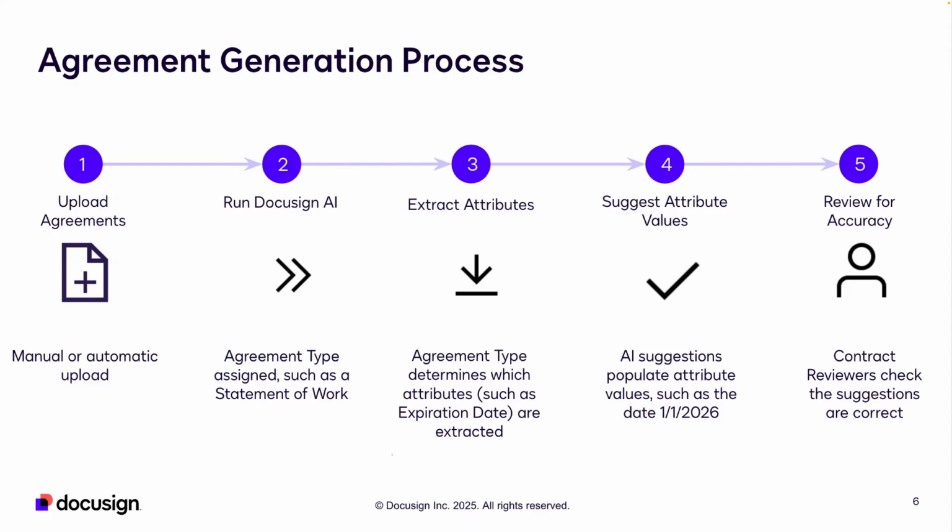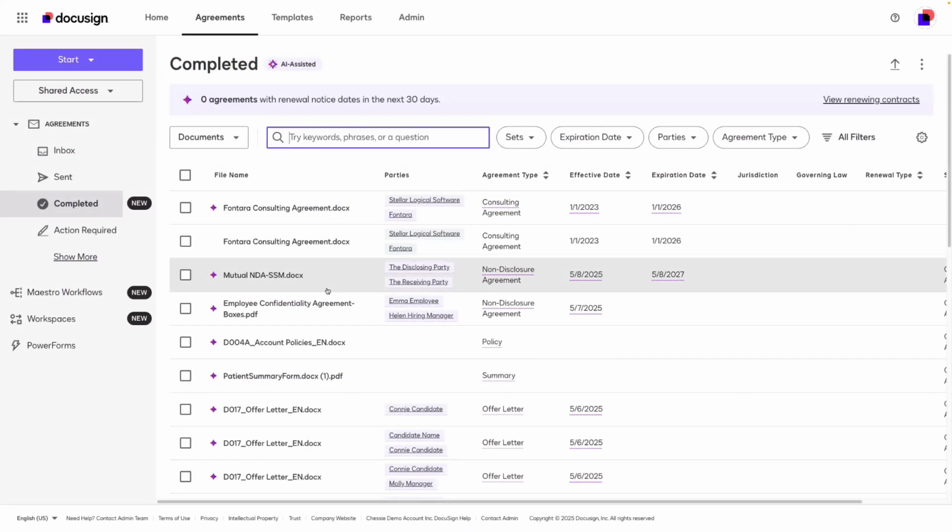Each of these pieces of metadata is an attribute. DocuSign AI will then search the agreement for the appropriate attributes and populate the attribute with the attribute value that it discovered in the text of the agreement. For example, maybe it found for the effective date that the value is January 1st, 2026. Or maybe it found for governing law that the value is the state of New York. These values can then be confirmed by contract reviewers to review them for accuracy and can then be used in searches and in reporting.